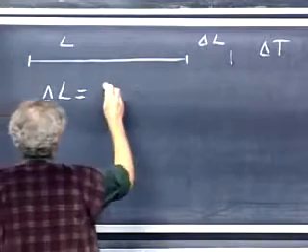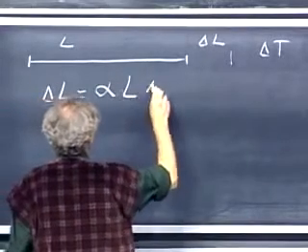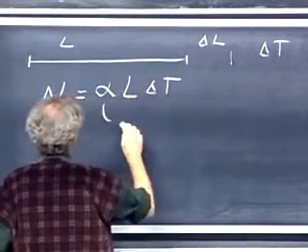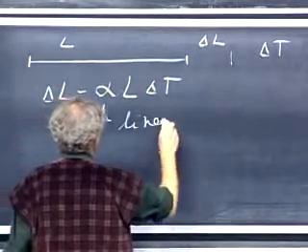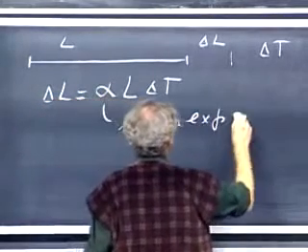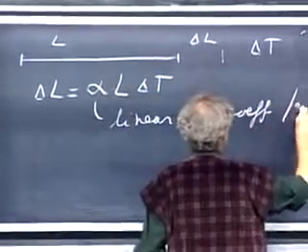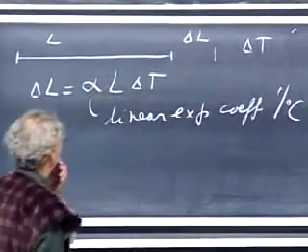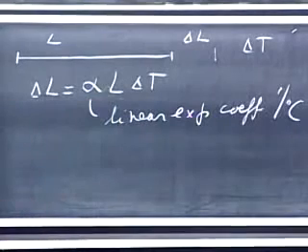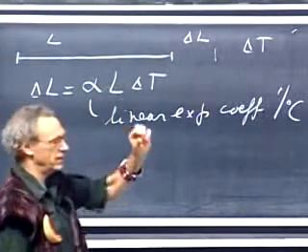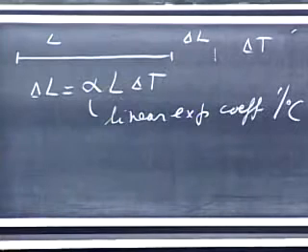It is alpha times L times delta T, and alpha is called the linear expansion coefficient. And the units are 1 over degree centigrade, or 1 over degree Kelvin, which is the same, because it's the increments that matter.